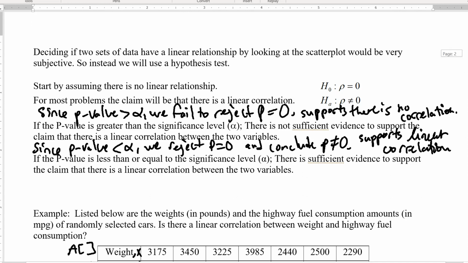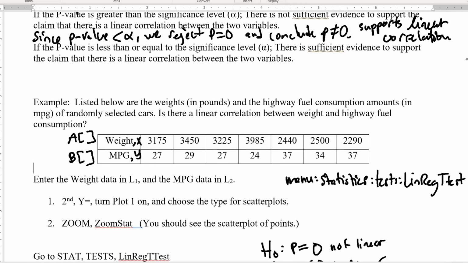How could we run this test? Well, we could run the test in the calculator, actually. Right here are your instructions. So if you're doing it on the homework, these are your instructions on running the test. Once again, you don't have to do this on the quiz or the test, but it is an option. Okay? So let's go ahead and type this data into our A and our B.